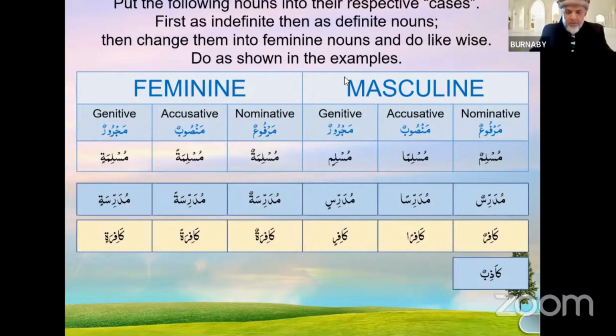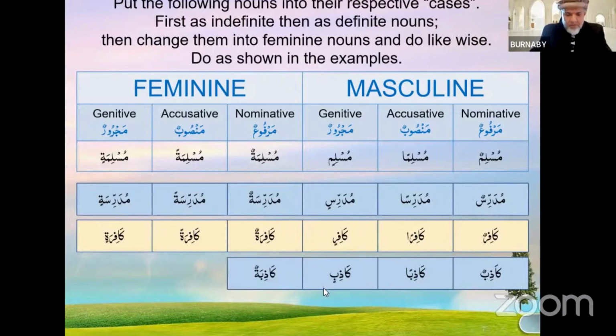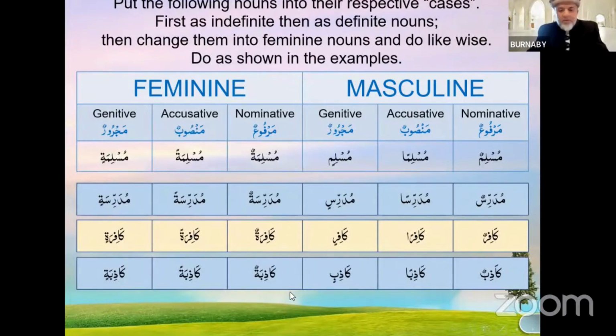Kazibun, Kaziban, Kazibin, Kazibatun, Kazibatan, Kazibatin. MashaAllah. Jazakallah khair. So what does Kazibun mean? Liar. A person who lies a lot, right? Kazibun. And the female will be Kazibatun.